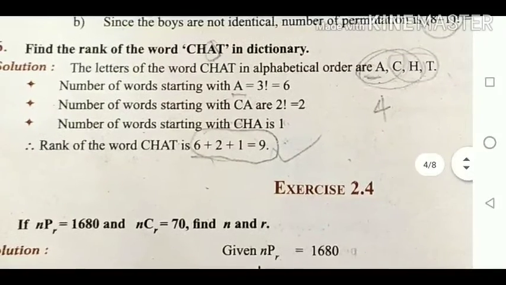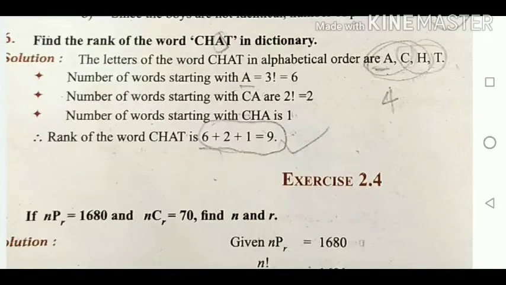Then find the rank of the word CHAT in dictionary. The letters of the word CHAT in alphabetical order are A, C, H, T. That is, I am saying in alphabetical order. First A comes, then C comes, afterwards H, then T. Likewise the letters are coming. Therefore, the letters of the word CHAT in alphabetical order are A, C, H, T.